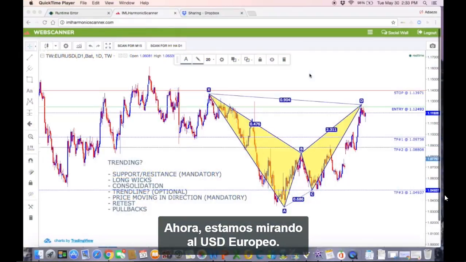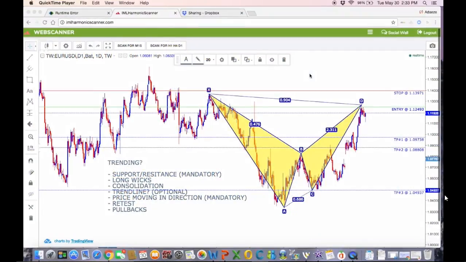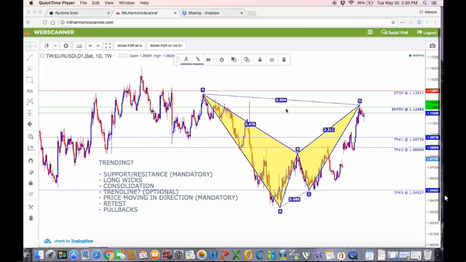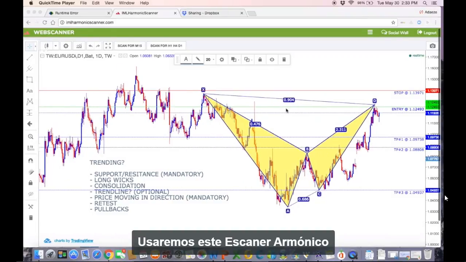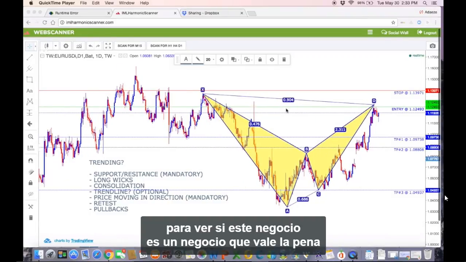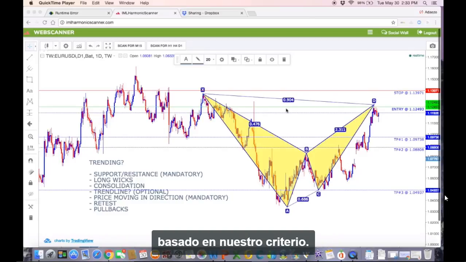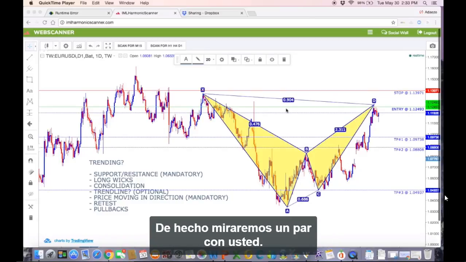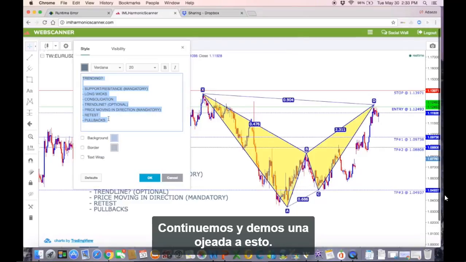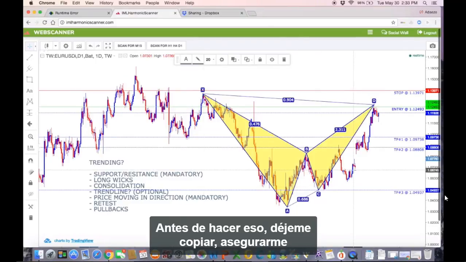Okay, so right now we are looking at Euro USD. We're going to use this harmonic scanner to see if this trade is a trade worth taking based off of our criteria. I'm actually going to look at a couple of them with you. So let's go ahead and take a look at this. Before I do that, let me just make sure this is ready to go.